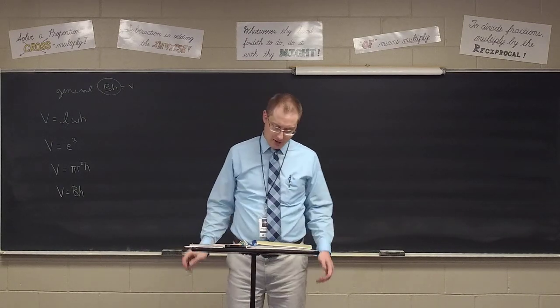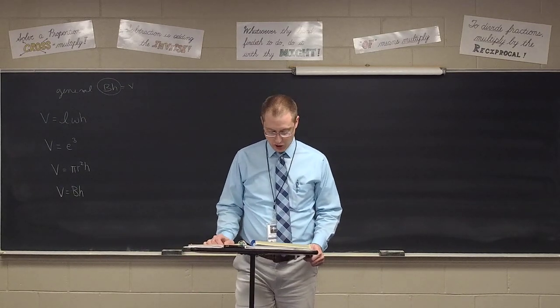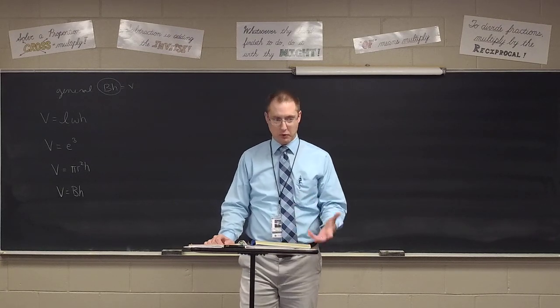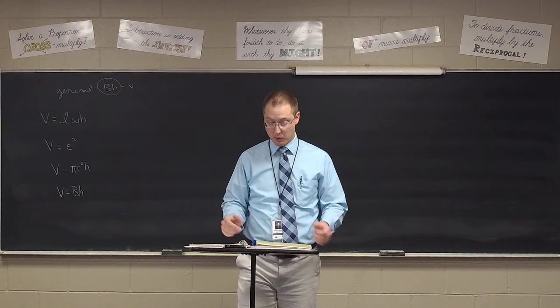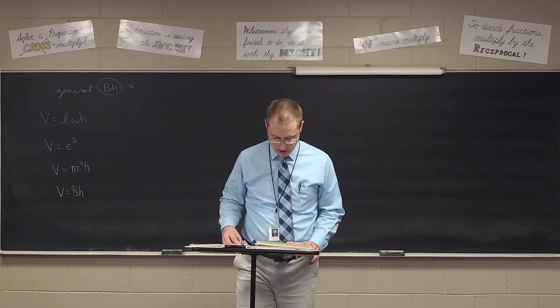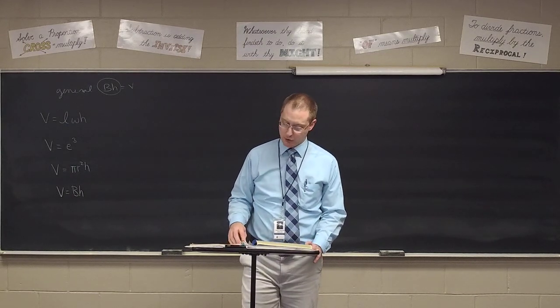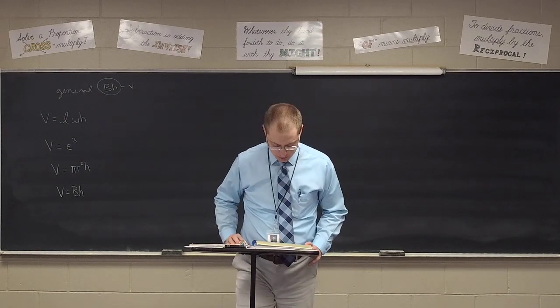All right, number 5. A cylindrical silo, that's the adjective form of the word cylinder, right? A cylinder is a thing. Cylindrical is an adjective describing what kind of thing. A cylindrical silo has a floor with a diameter of 18 feet and a height of 25 feet. What is the volume of the silo?